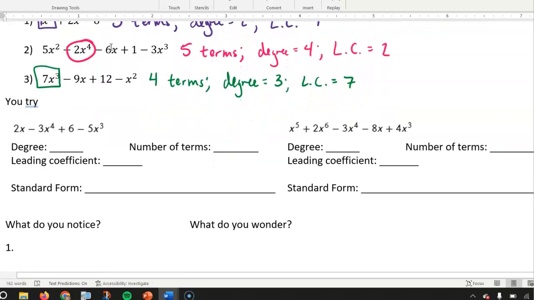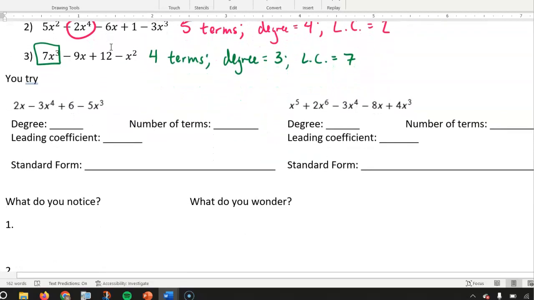Now, the only difference between the ones that we just did together and the ones that I'm going to have you do in a minute on your own is that they also ask you to write it in standard form. So let's look at this first one together, and we'll write that in standard form. So you always start with the term with the largest exponent. So that would be negative 3x to the 4th.